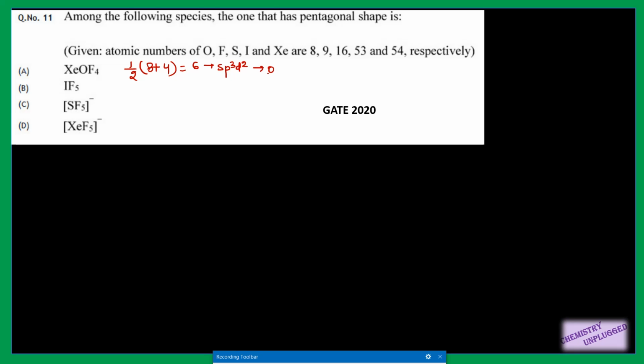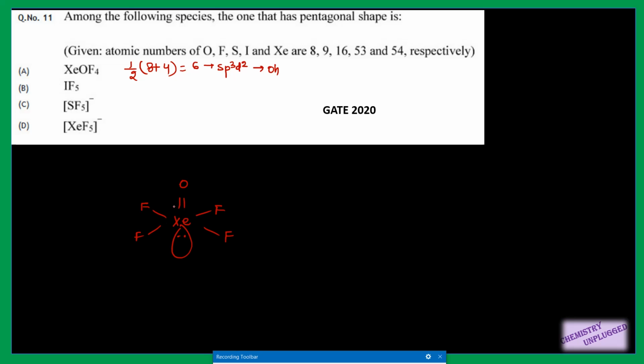It should have octahedral geometry, but the actual structure is not octahedral in nature, because xenon has these 4 electrons used in sigma bonding with fluorine. Oxygen will form a double bond with xenon, and there will be a lone pair of electrons which will be present at this position, right?